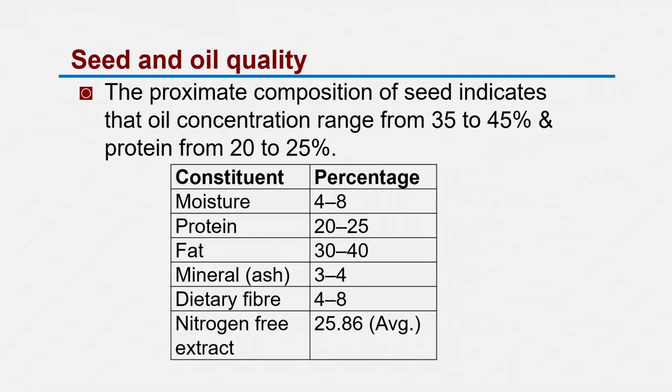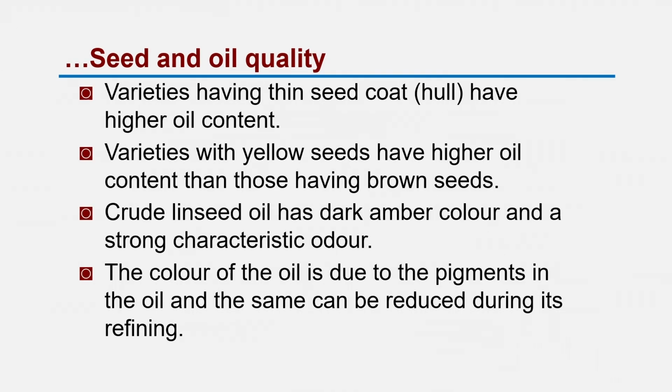Now, let us see the seed and oil quality. The quality of the seed and oil is also important. Varieties having a thin seed coat, that is the seed coat is actually called the hull, have higher oil content. This is a general indication. Normally, varieties which have a thick seed coat will have lower oil content. So, these are comparative values of oil content in linseed.